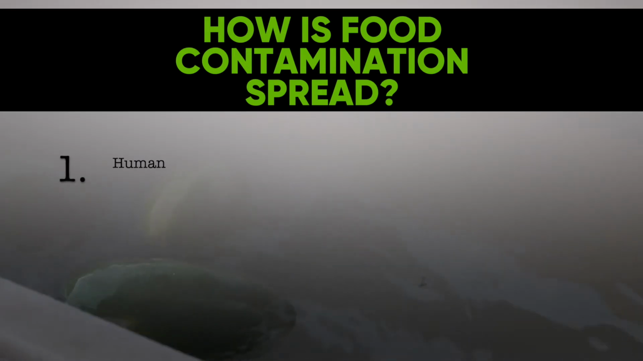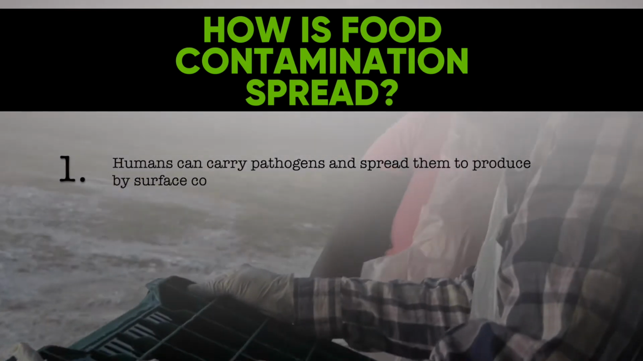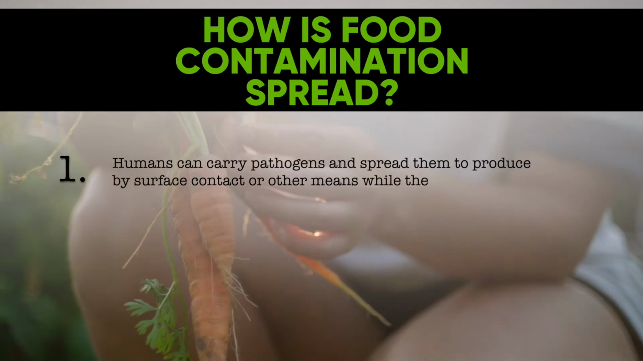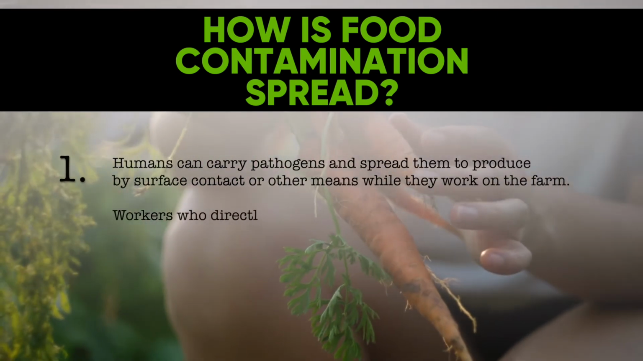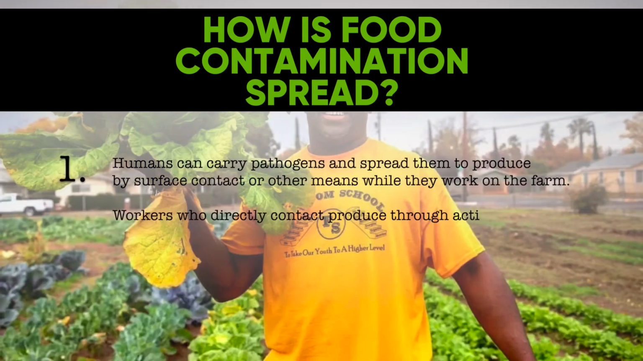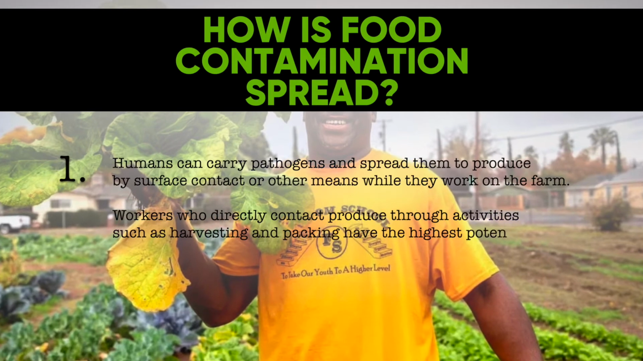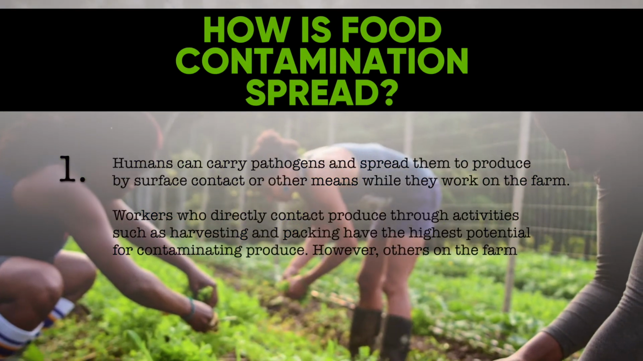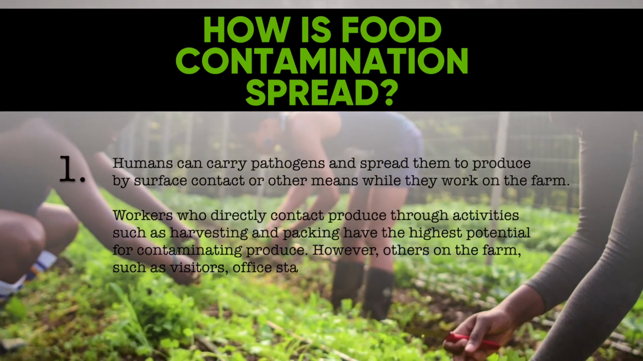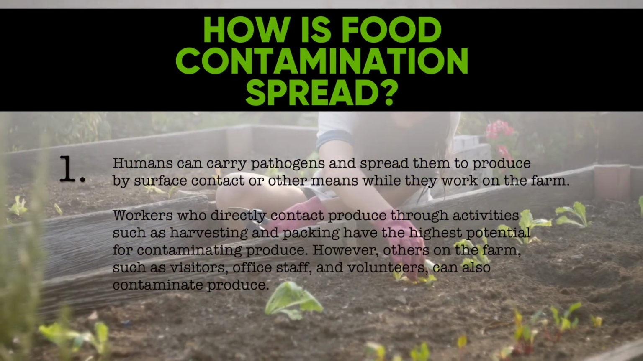Number 1. Humans can carry pathogens and spread them to produce by surface contact or other means while they work on the farm. Workers who directly contact produce through activities such as harvesting and packing have the highest potential for contaminating produce. However, others on the farm, such as visitors, office staff, and volunteers, can also contaminate produce.